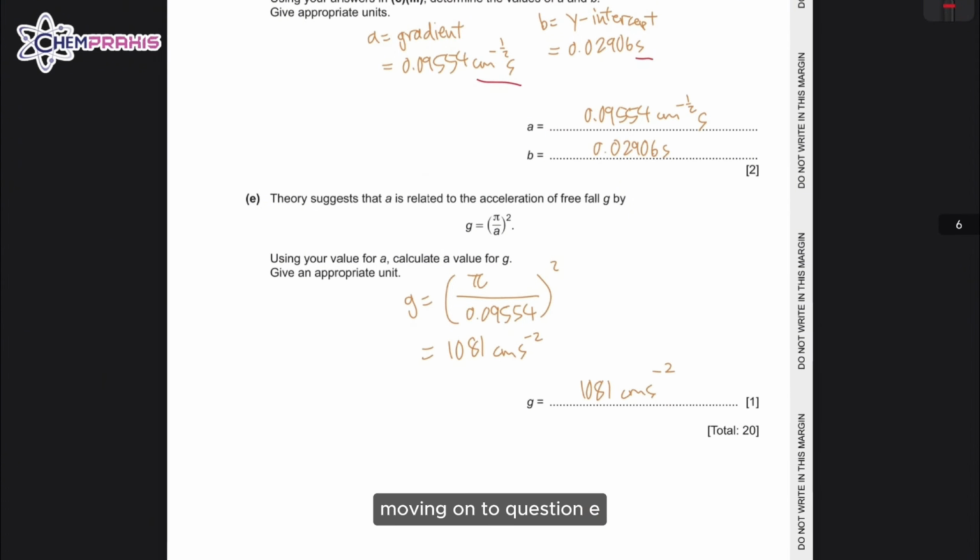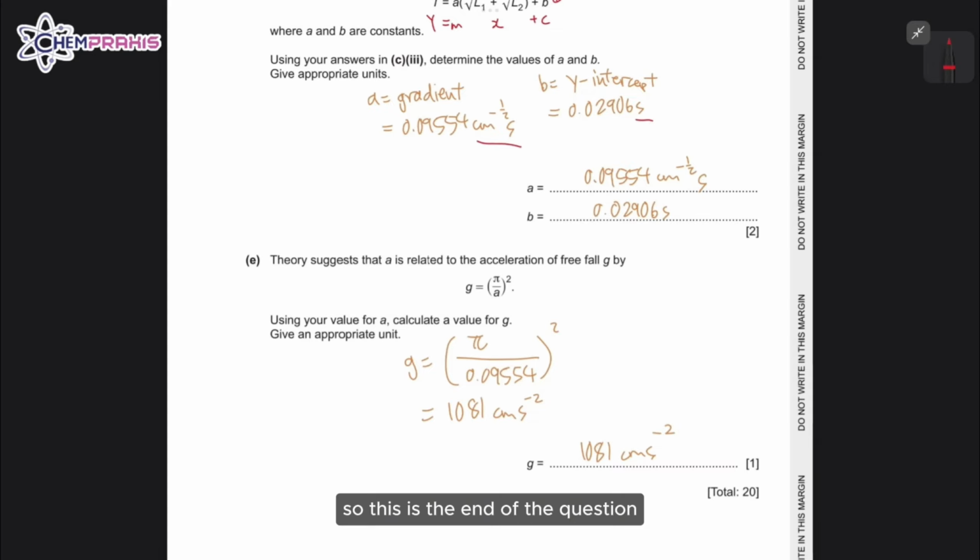Moving on to question E, theory suggests that a is related to the acceleration of free fall g by this equation. Using our values of a, we can calculate a value for g. So after substituting our a into this equation, we'll get 1081 cm s^-2. So this is the end of the question.